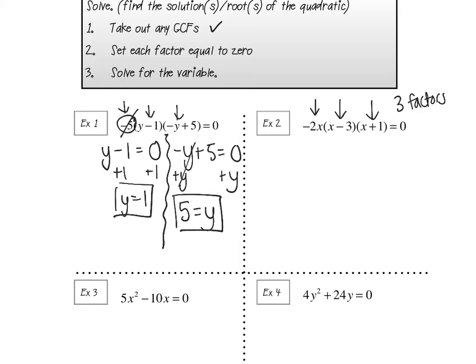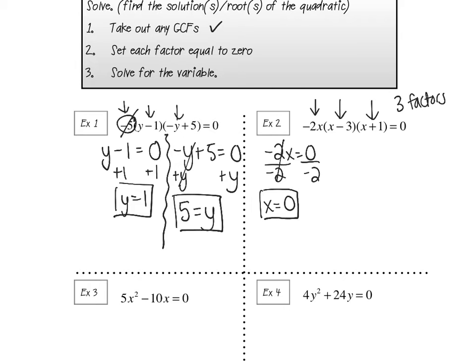Notice in the next example, we again have 1, 2, 3 factors. So since we have 3 factors, our goal is to set each equal to 0 and solve. So you have negative 2x equals 0. And if I solve that, that's negative 2 times x. So the opposite of times is dividing. So if I divide out the negative 2, I get x equals 0.